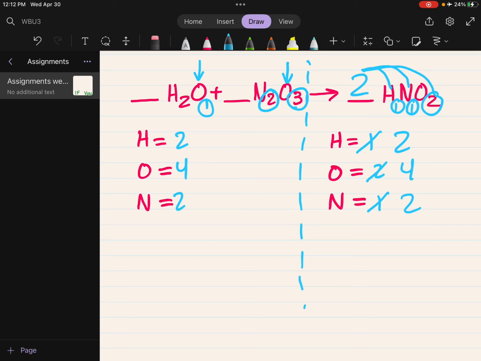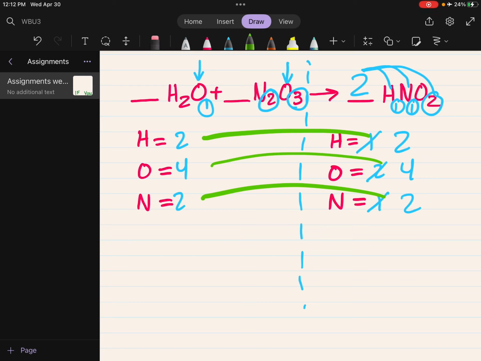So now let's look. Are these balanced out? Well, yes. 2 and 2, 4 and 4, 2 and 2. So it looks like the coefficients that we use work out. So I'm just going to clean this up just a little bit. We have 2 blanks on the left side, as you can see. So what I'm going to do is place a 1 on each side, and now it is balanced. So this is our final answer.